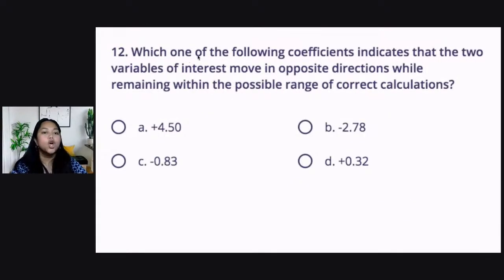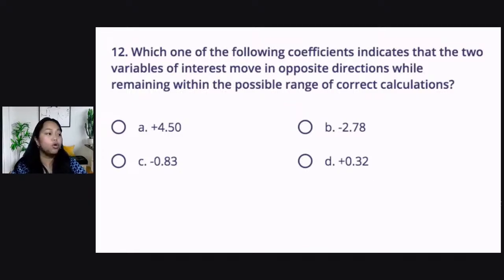Number 12. Which one of the following coefficients indicates that the two variables of interest move in opposite directions while remaining within the possible range of correct calculations? Is it letter A, plus 450, letter B, negative 278, letter C, negative 0.83, or letter D, positive 0.32?